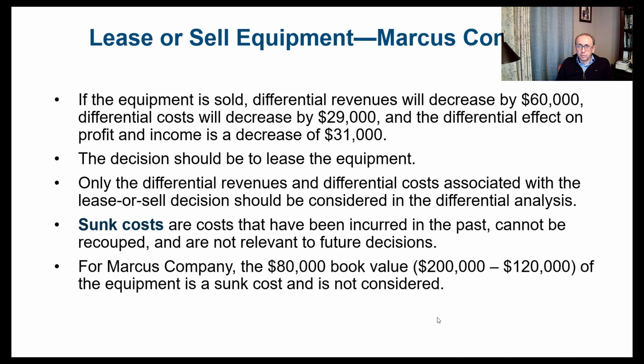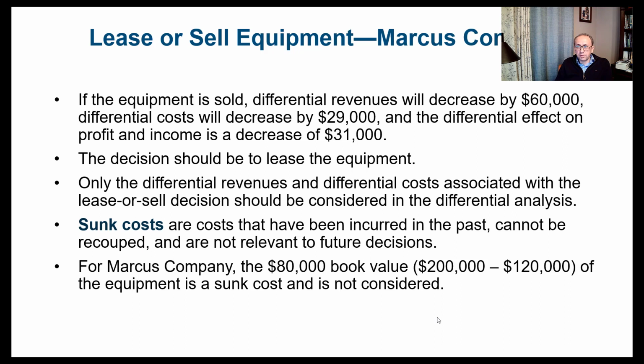So the equipment is sold. If the equipment is sold, differential revenue would decrease by $60,000, differential cost would decrease by $29,000, and the differential effect on profit and income is a decrease of $31,000. So the decision should be to lease it instead of selling it.